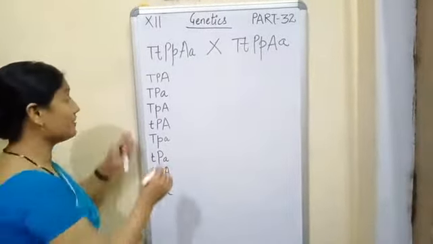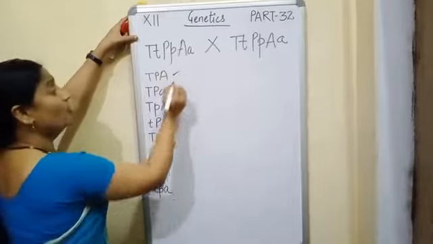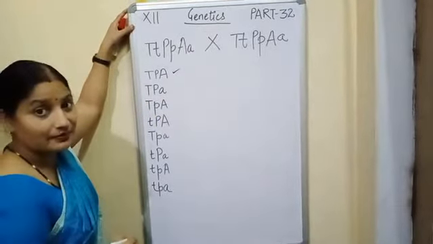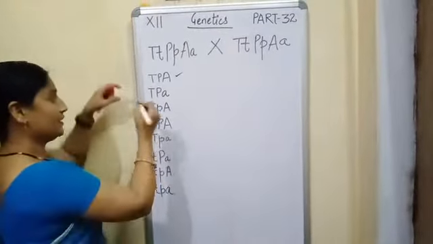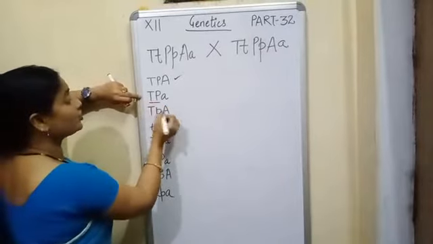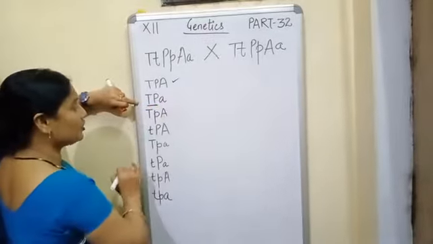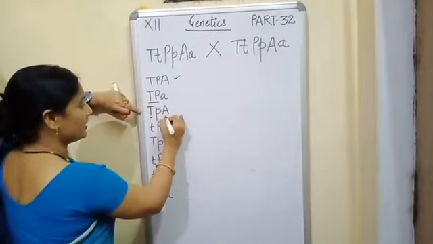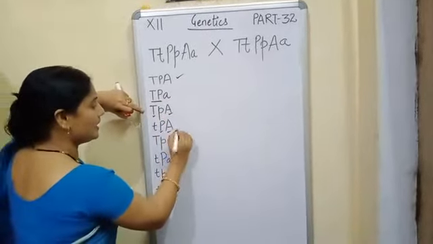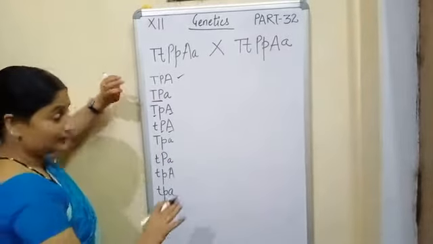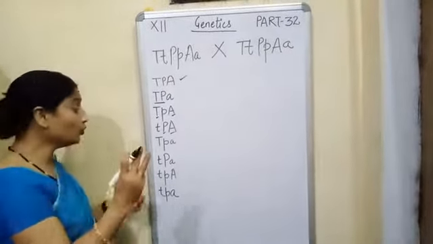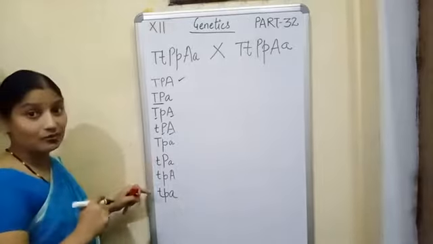Now see how we have made. First time we have taken all the three as a dominant. Clear? Second time we'll take at least two as a dominant. Now this time TP is dominant, this time TA is dominant and PA is dominant. Clear? Now you take two recessive and one dominant.